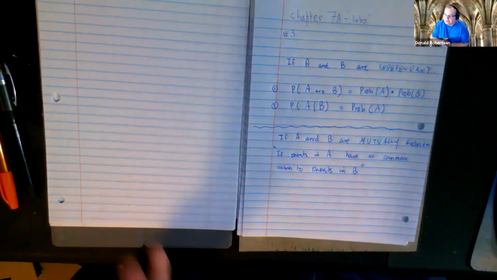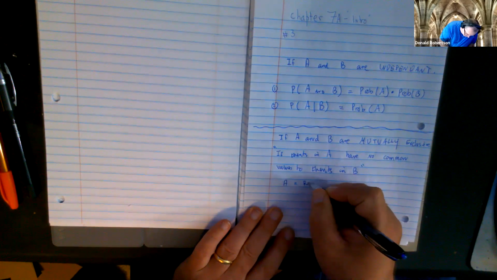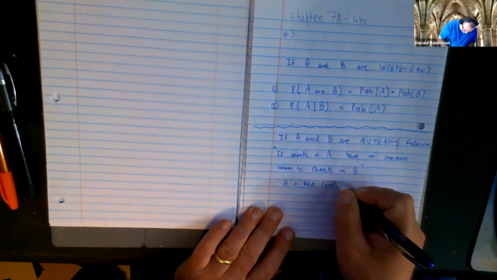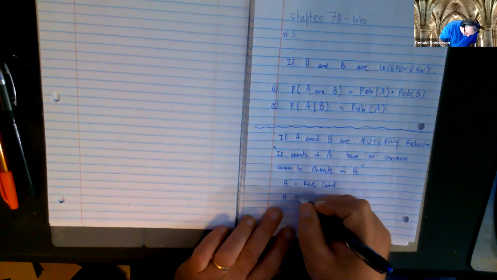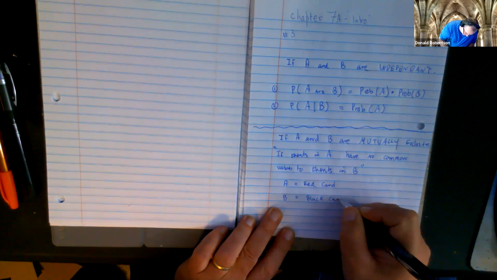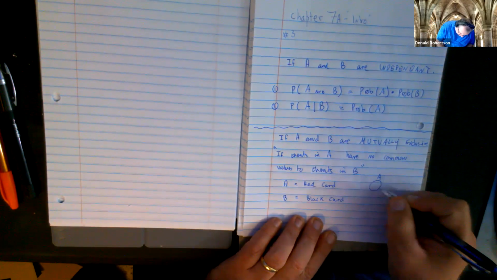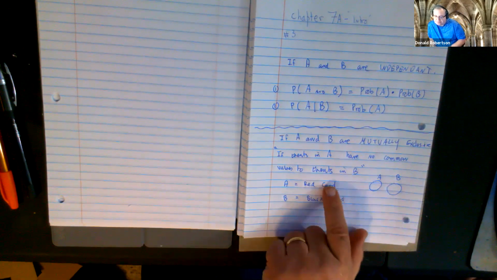Let's do cards, because they're the best ones to imagine. If A is the event that you picked a red card, and B is the event you picked a black card, then red cards and black cards have nothing in common. If you imagine a little visual, that circle's where all the red cards live, and that circle is where all the black cards live. We would say A and B are mutually exclusive. Now, they may be independent of each other, but not necessarily so.